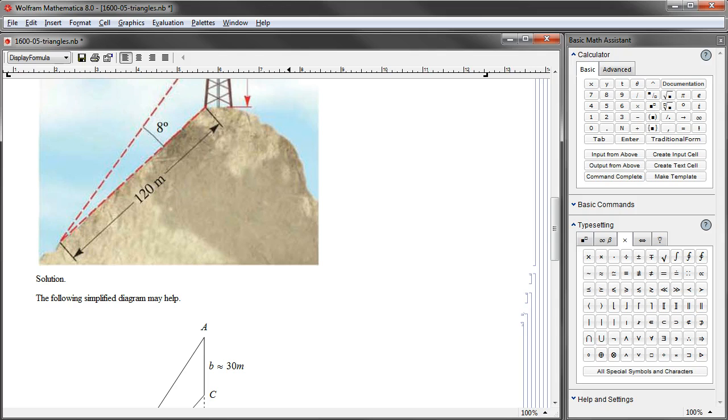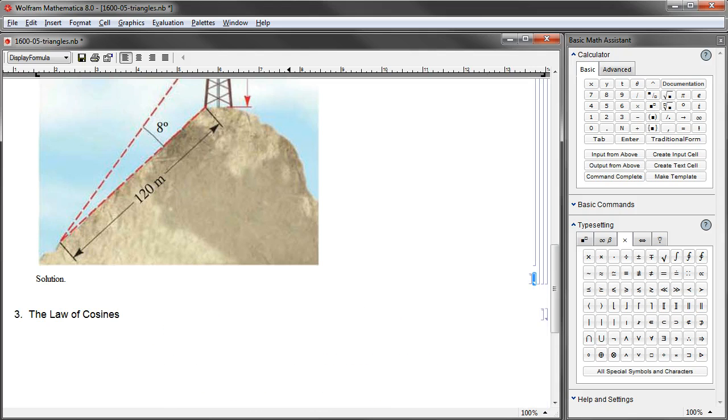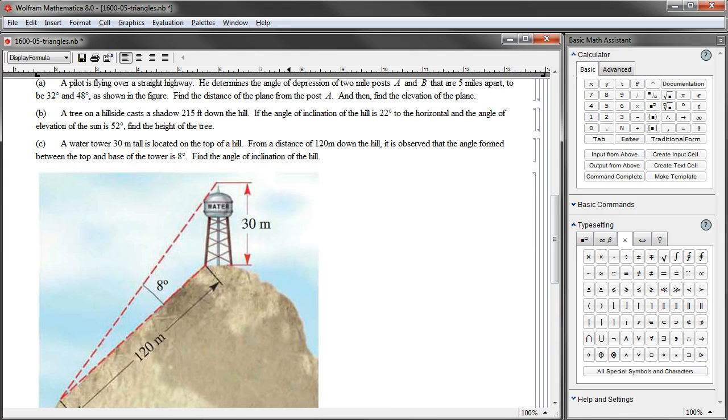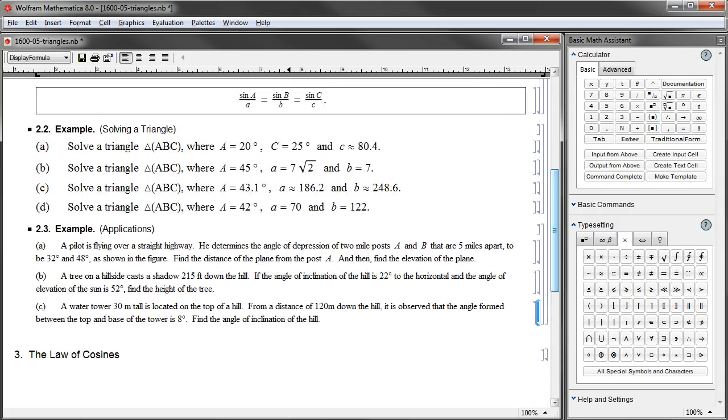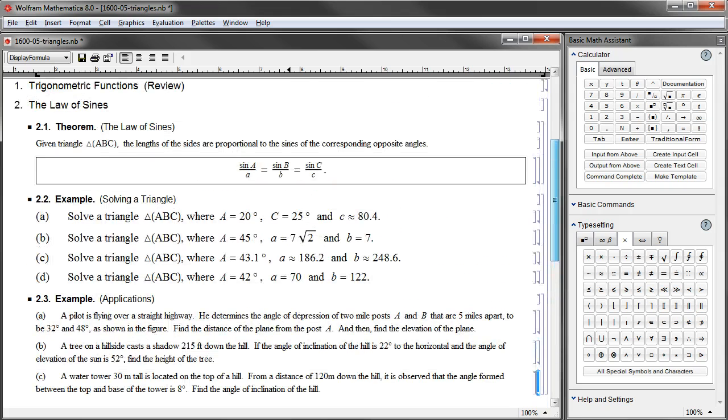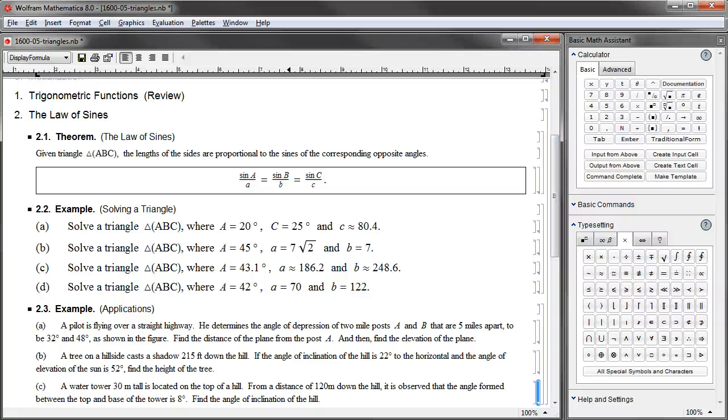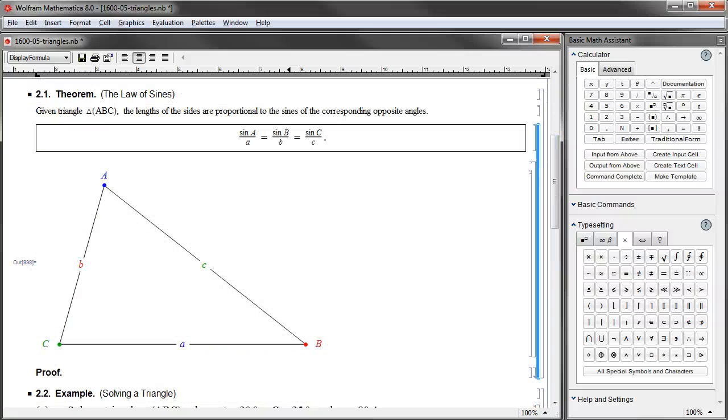Okay, we went through 3 application problems. The last one was pretty hard. Now I think we are ready to prove this theorem, the law of sines. Okay, let's go ahead and do that.